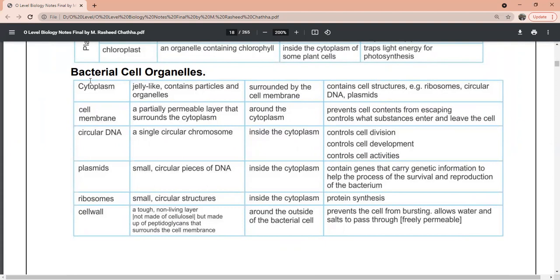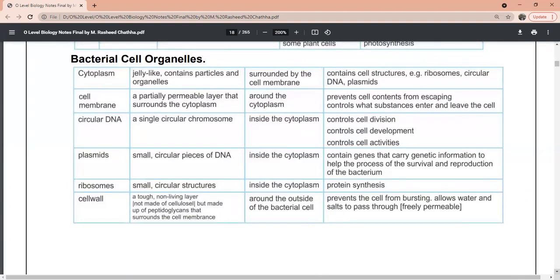Next, my dear students, are the bacterial cell organelles, which are cytoplasm, cell membrane, circular DNA, plasmids, ribosomes, and cell wall. So let's discuss one by one. Cytoplasm: a jelly-like substance that contains particles and organelles surrounded by the cell membrane, and contains cell structures, for example, ribosomes, circular DNA, and plasmids. Cell membrane: a partially permeable layer that surrounds the cytoplasm, and prevents cell contents from escaping, and controls what substances enter and leave the cell.